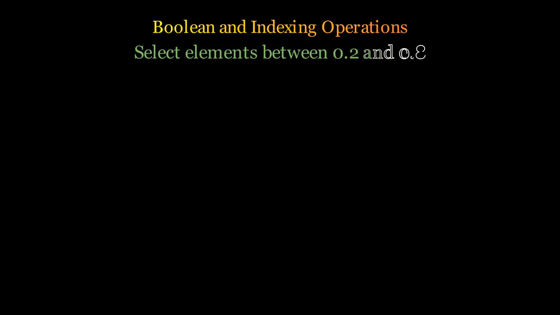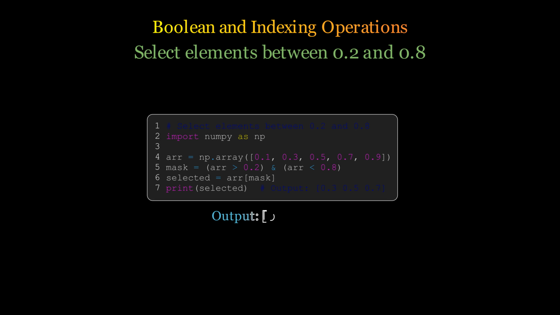Combining conditions allows for range-based selection. The mask (r > 0.2) & (r < 0.8) selects elements in the open interval between 0.2 and 0.8. Note the parentheses around each condition. They're required because of Python's operator precedence rules. This is how we implement between conditions in NumPy.